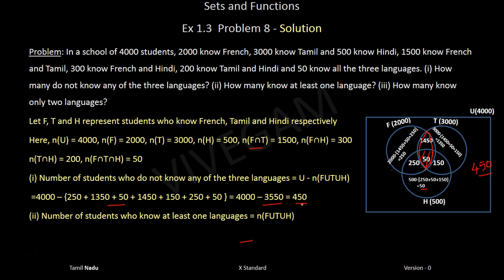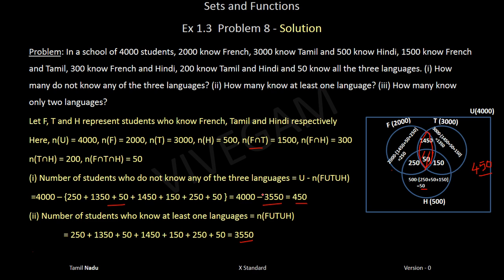Okay. Next, the number of students who know at least one language. That is what we saw, right? At least one language is the sum of all the numbers inside the circles. So that is basically the same step: 250 plus 1350 plus 50 plus 1450 plus 150 plus 250 plus 50. That is 3550. So now you can check. The number of students who know at least one language is 3550, and who don't know any of the languages is 450. Add up these two, and that comes to 4000, which is the total number of students.